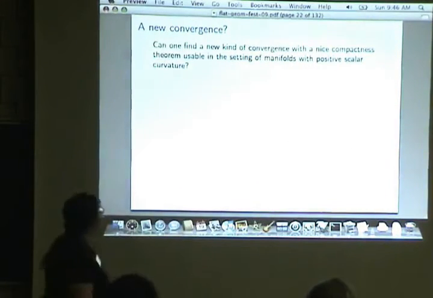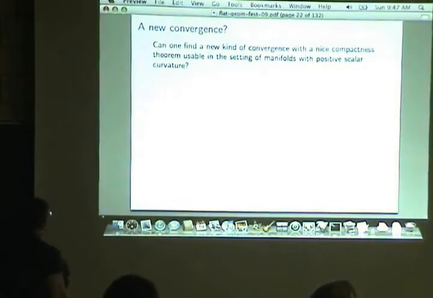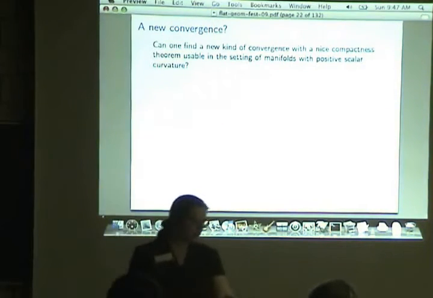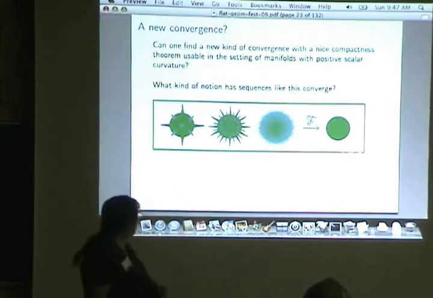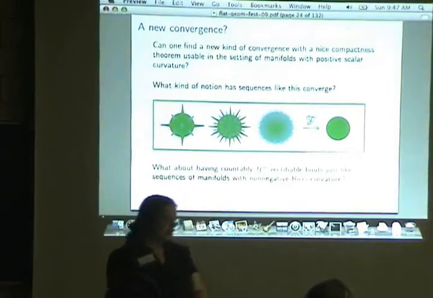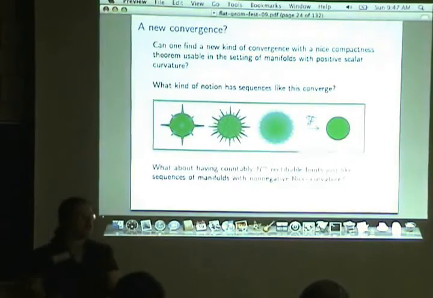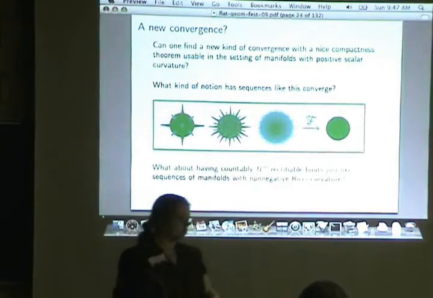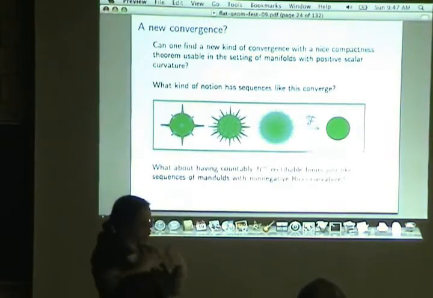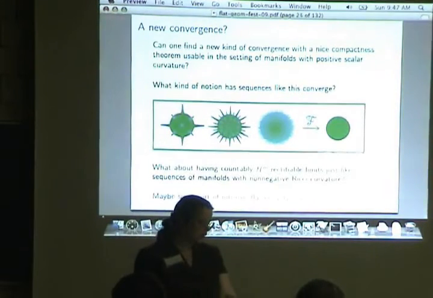So if one tries to find a new kind of convergence, can it have a compactness theorem that's usable in the setting with positive scalar curvature? Can we make this sequence converge? And can we explain why the limits with non-negative Ricci curvature are countably rectifiable in a different sense? Like, is there a geometric reason for it? Instead of all the effort that Cheeger-Colding had to go into to analyze very specifically using the Ricci curvature.